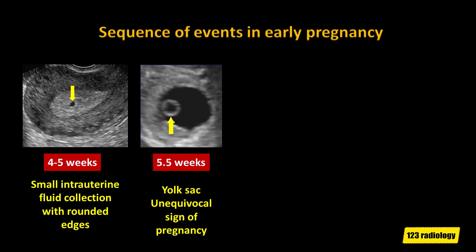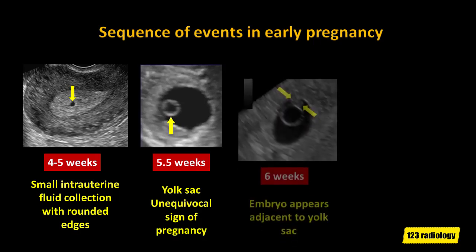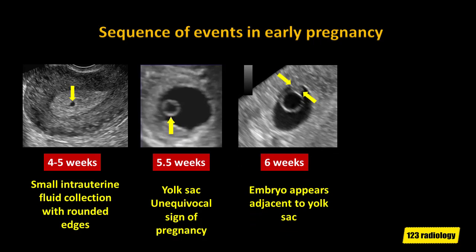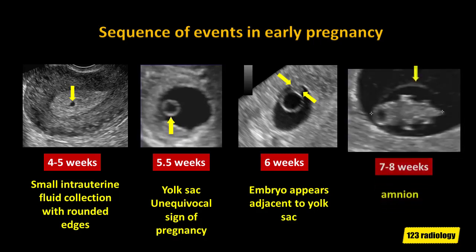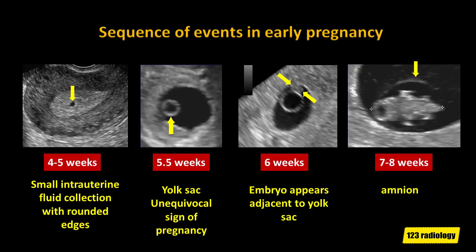Next we have a sac that contains a yolk sac, and this occurs at 5.5 weeks of pregnancy. And this is an unequivocal sign of a pregnancy. Then an embryo appears at 6 weeks adjacent to the yolk sac. And usually we get a flicker of cardiac activity at this time. And then later on at 7 weeks, we see an amnion surrounding the embryo.